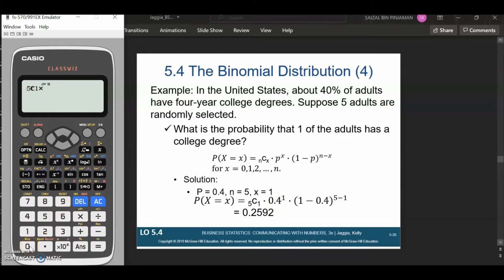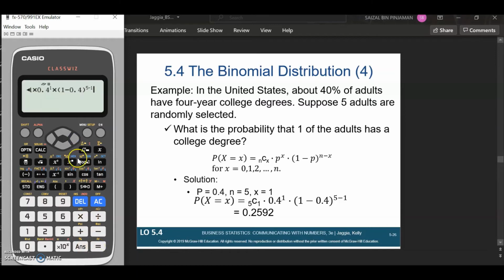So times 0.4, here you can see we have the superscript 1, and then again we multiply times 1 minus 0.4, superscript 5 minus 1. Here you can see we have the whole formula stated in our scientific calculator.